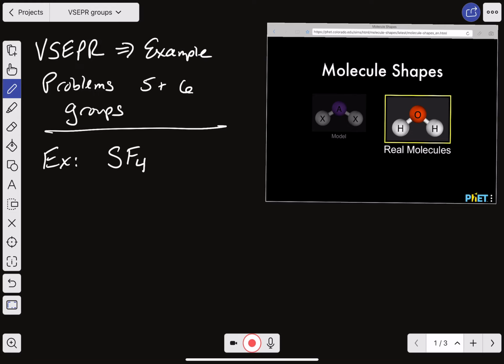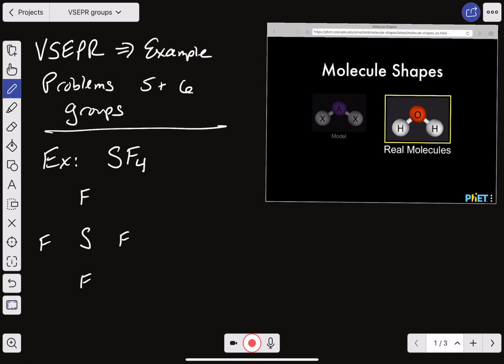The first thing we have to do when we want to do VSEPR, and at any point, if you want to pause the video and figure out what the shape of this SF4 molecule is going to be on your own, you can certainly pause the video, figure it out, and then restart. First step is to draw the Lewis structure. I'll draw my molecular skeleton. The sulfur goes in the middle, and the fluorines go around because fluorine is never the central atom.